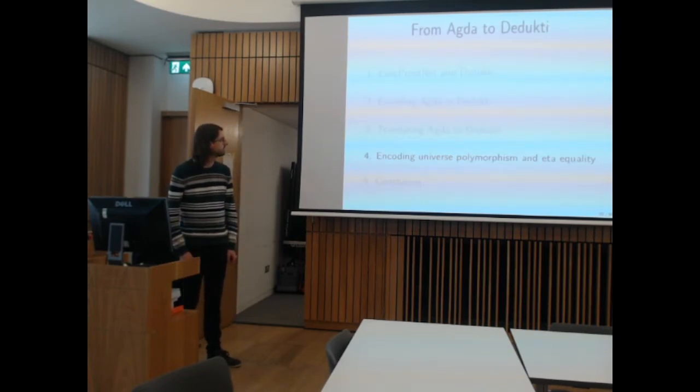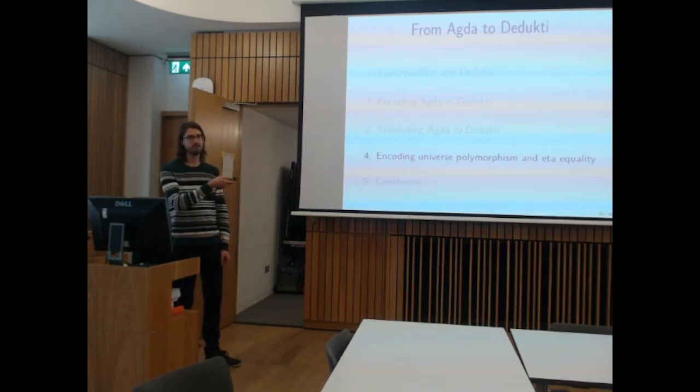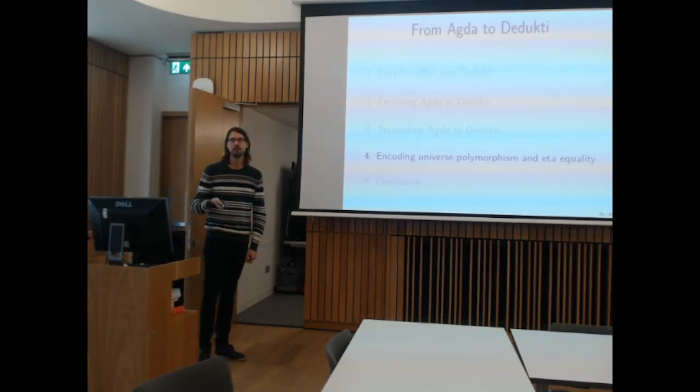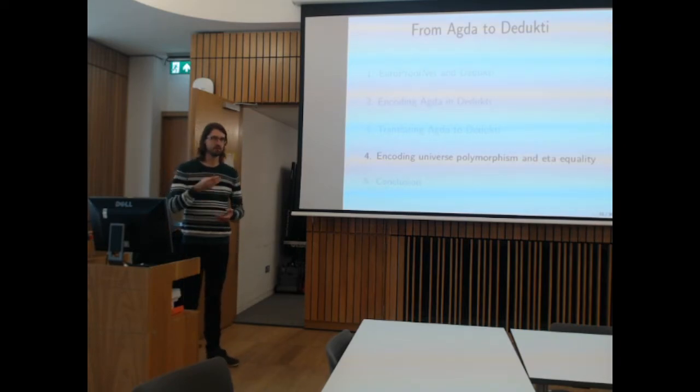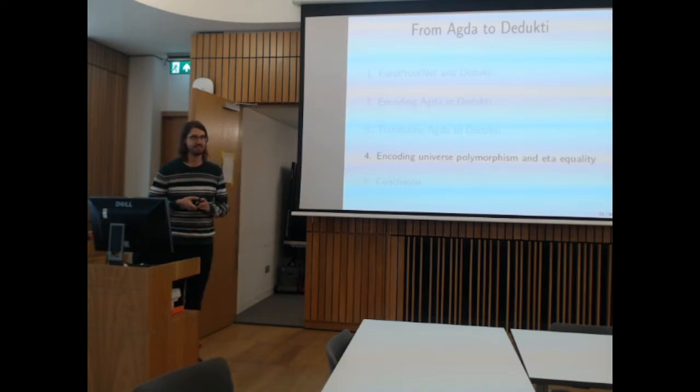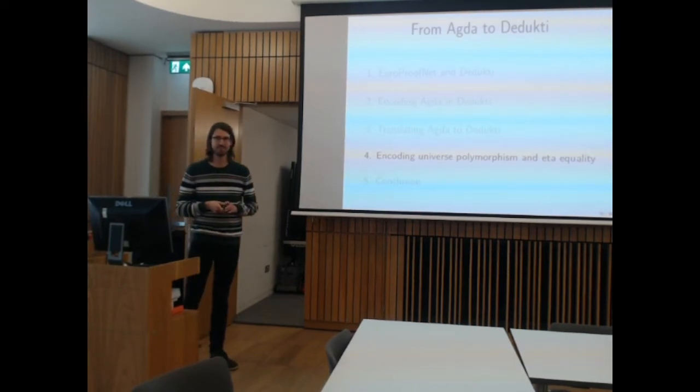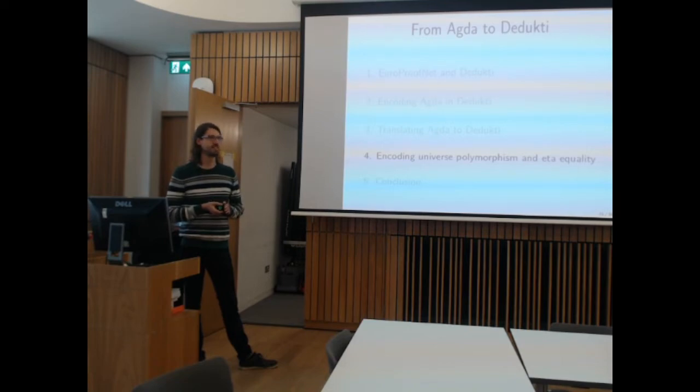Okay, so I'm going to skip through most of section 4. These are two things where we have some solutions for encoding universe polymorphism and eta equality, but they're not really satisfactory at the moment. This is mostly because of limitations of Dedukti. A few weeks back I was at the first Dedukti implementers meeting, which was very much inspired by what we were doing at the Agda implementers meetings, and we discussed what we can do to improve Dedukti to support this.